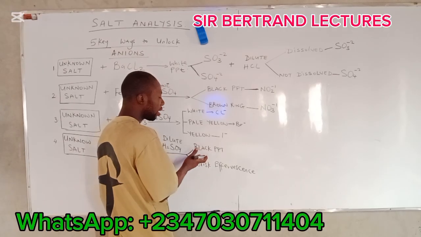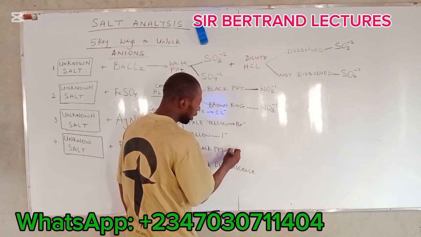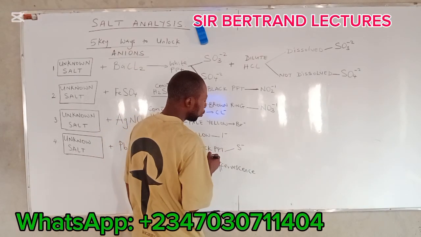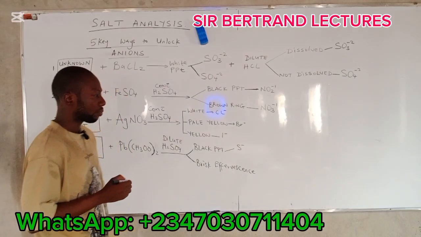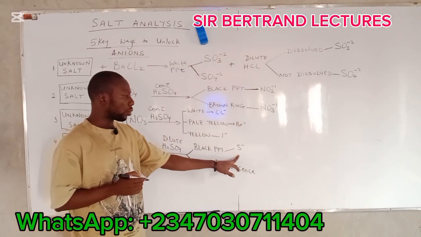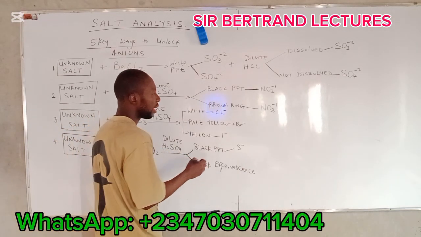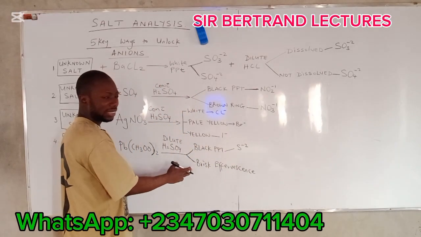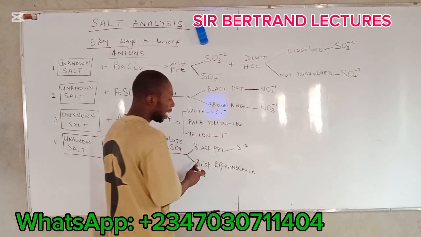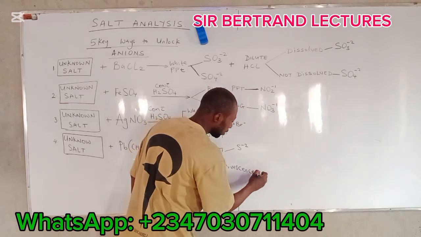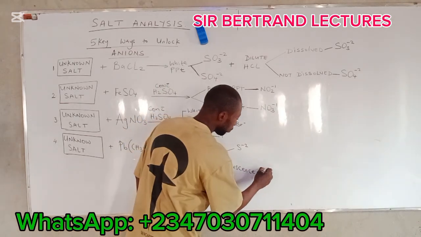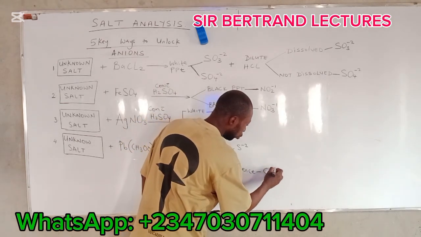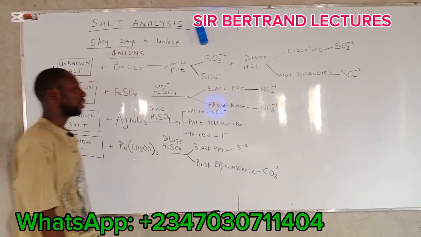Now, the black precipitate indicates the presence of sulfide ion. It indicates the presence of sulfide ion. All right? Then, if it gives brisk effervescence, the anion present is carbonate ion. All right? Trioxocarbonate(IV) ion.